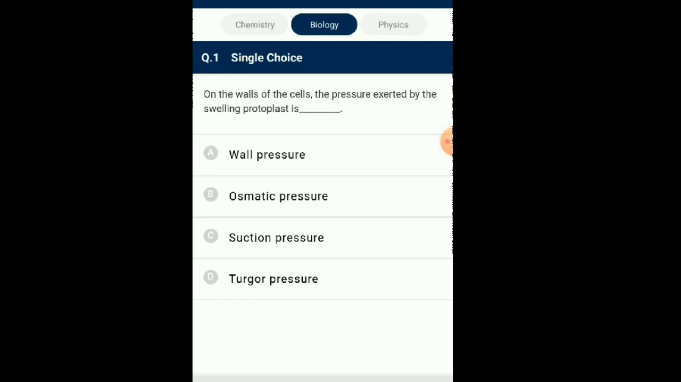Due to the entry of water, the plasma membrane exerts some pressure on the cell wall. Such hydrostatic pressure is called turgor pressure. This pressure, in simpler words, is due to an increase in the turgidity of the cell when the cell absorbs water from the surrounding medium. So the answer for this question is option D, turgor pressure.